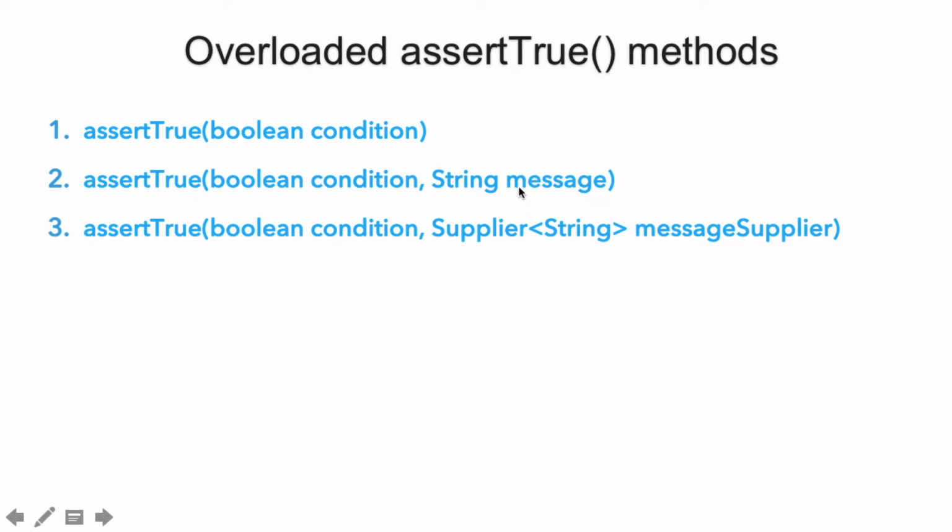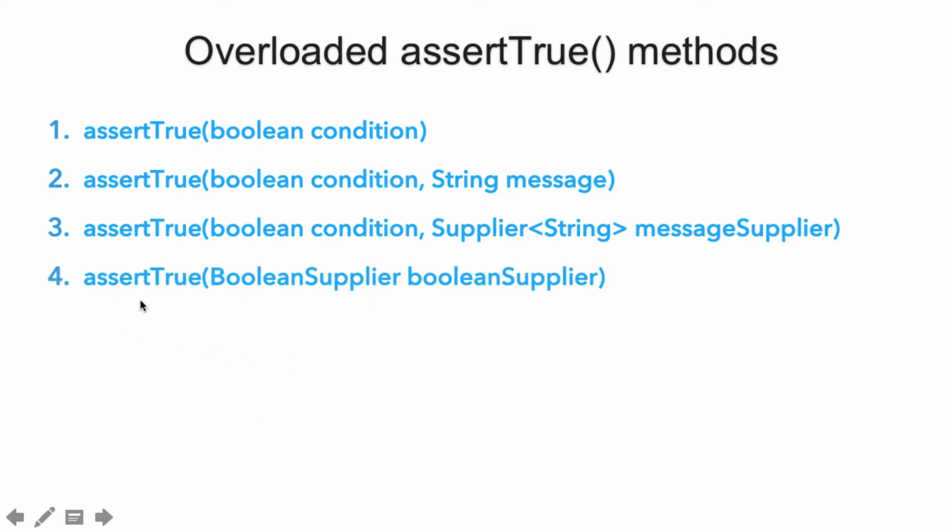The only difference between these two methods is, in the third method, as this Supplier is a functional interface, it gets lazily evaluated. So if the boolean value passed is true, this supplier is not evaluated. But if the boolean value is false, only then is the supplier functional interface evaluated and the string supplied in the JUnit console as our customized message. But in the second method, this string message is evaluated every time. If the assertion passes, this string message is not printed, but it is evaluated. And if the assertion fails, then this string message is printed along with the assertion failed error.